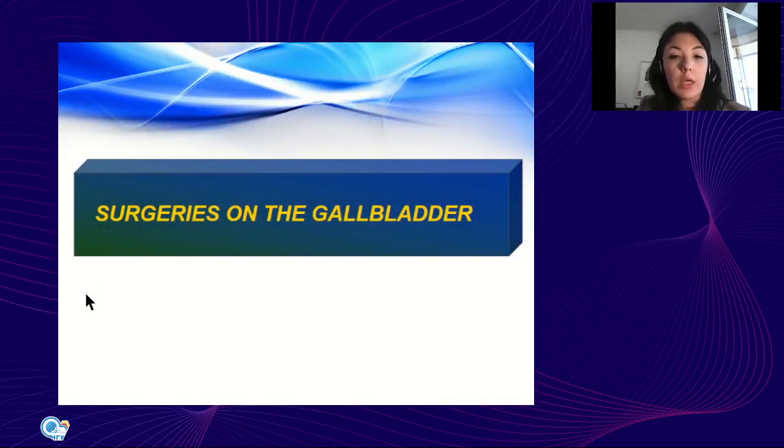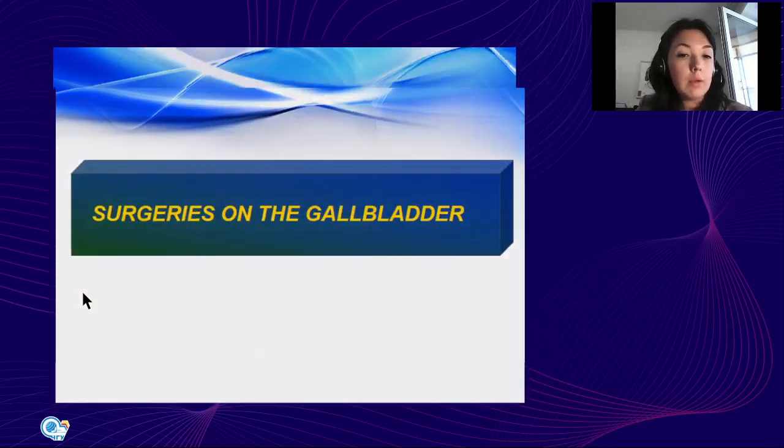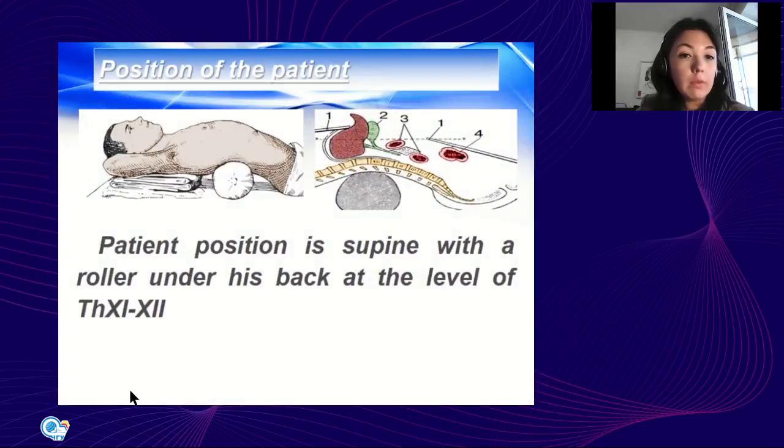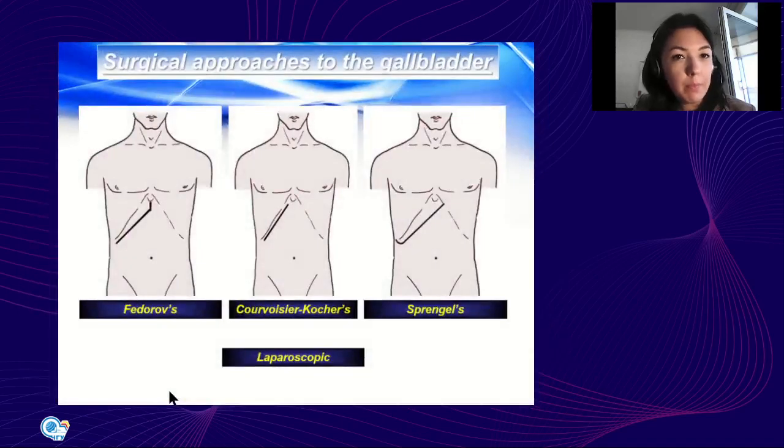So which surgeries are performed on the gallbladder? Mainly, it doesn't matter which surgery is performed, the position of the patient is always supine with a roller under the back at the level of the 11th and 12th thoracic vertebra. It allows us to approach the gallbladder through the anterior abdominal wall if we put a roller here, under the back of the patient.